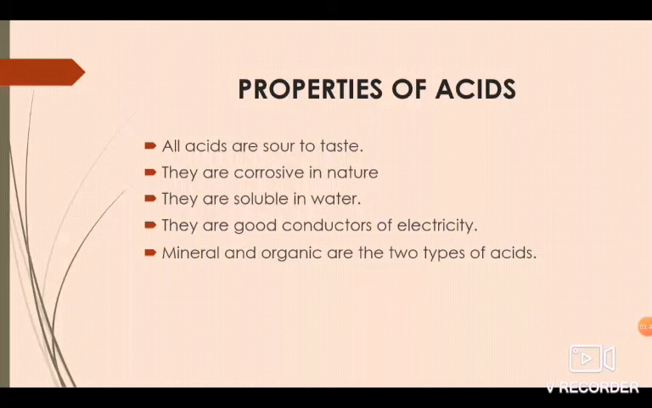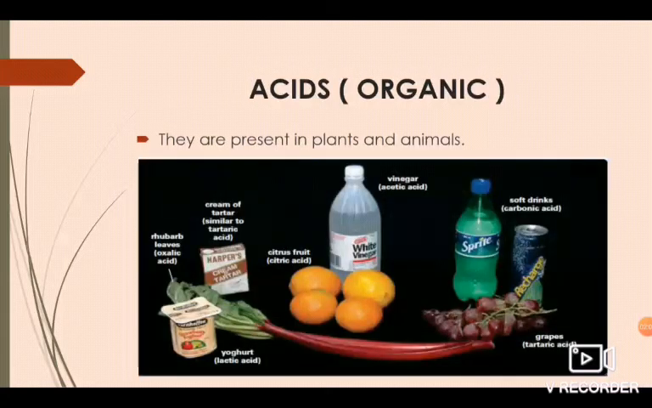The next property of acid is it is soluble in water. It dissolves in water. And acids are also very good conductors of electricity. Acids can be of two types. They can be naturally occurring in some plants or animals, then we call them organic acids. But if it is very strong and manufactured, then we call it a mineral acid. So organic and mineral are the two types of acids.